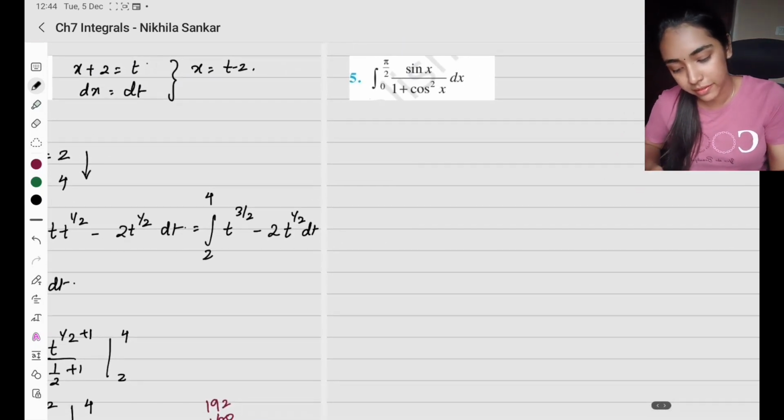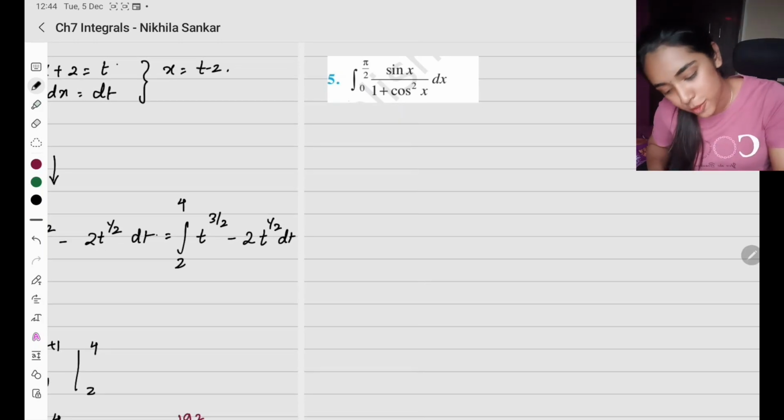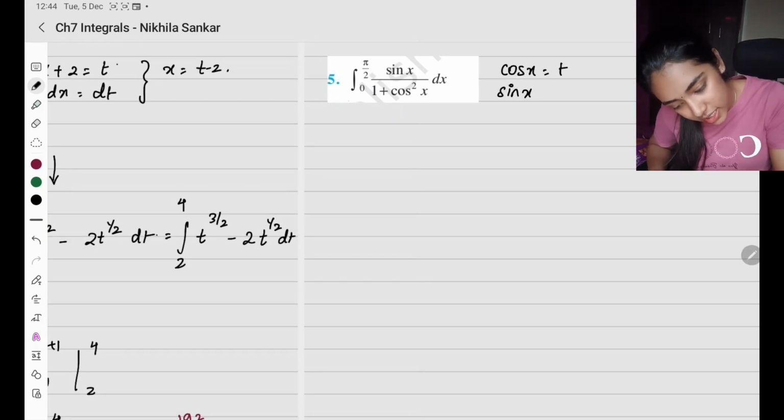Question number 5. So I have sin x divided by 1 plus cos square x. So I'm going to substitute for cos x. So cos x equals t, and sin x dx with a minus sign equals dt. We have sin x dx, so sin x dx equals minus dt.